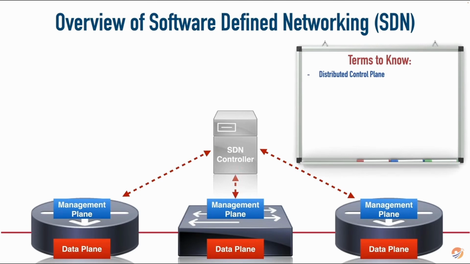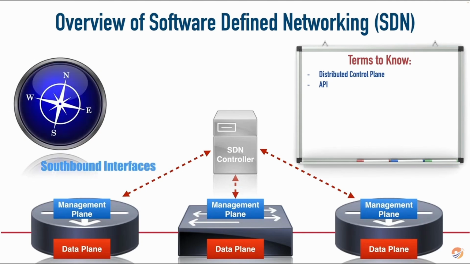And that communication is using something called an API. That's an application programming interface. And we typically say that the API going from the controller down to the device is a southbound interface. Consider a compass. South is usually down, and when we draw out an SDN network, we typically draw the devices being managed below the SDN controller. So we're going down to those devices, and these APIs are therefore called southbound interfaces, or SBI for short. And now that we've got our control plane centralized in that SDN controller, we've now migrated from a distributed control plane to a centralized control plane.